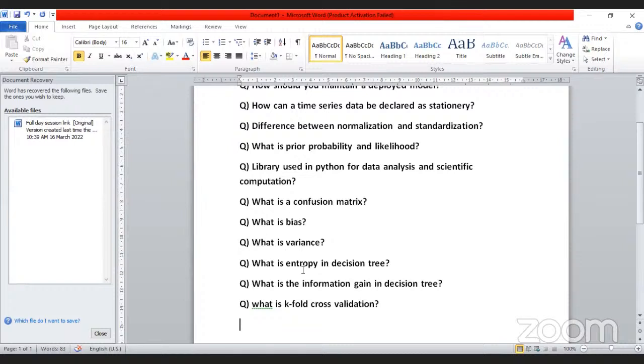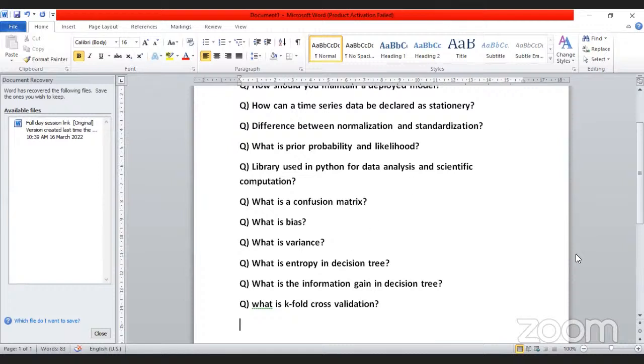K-fold cross validation just means, for example, we have 100 observations, and we divide that data into 5 sets. So from those 100 we have made 5 sets of data, and in each we have 20 observations.